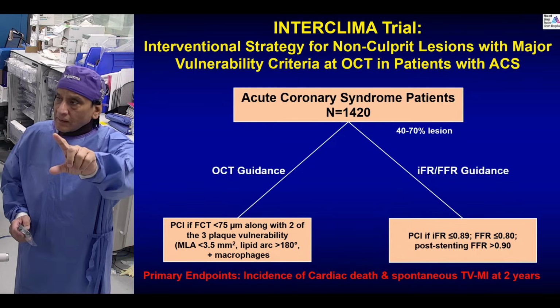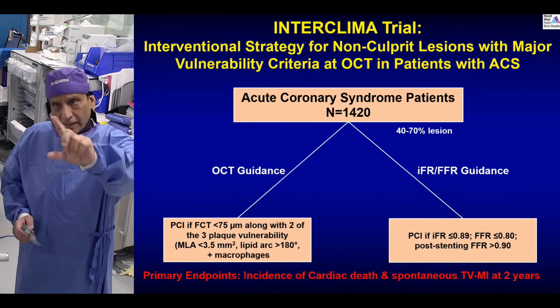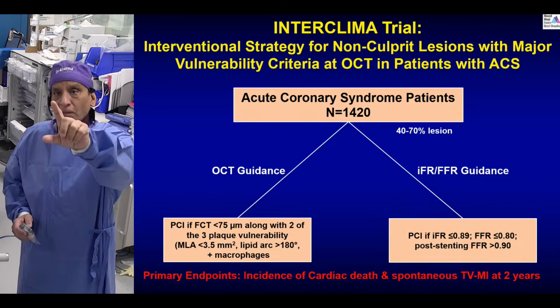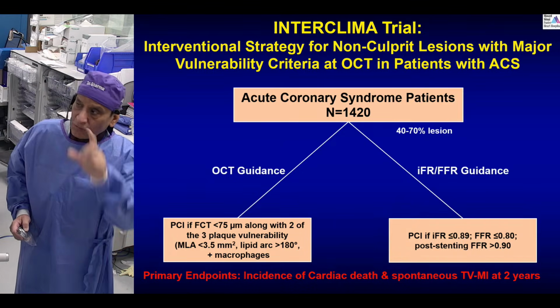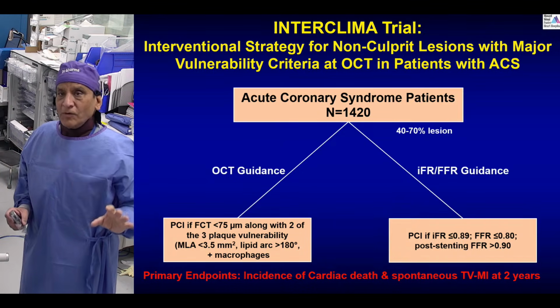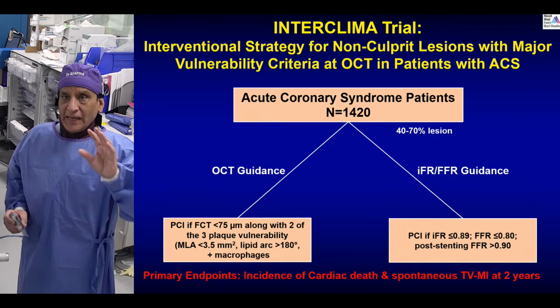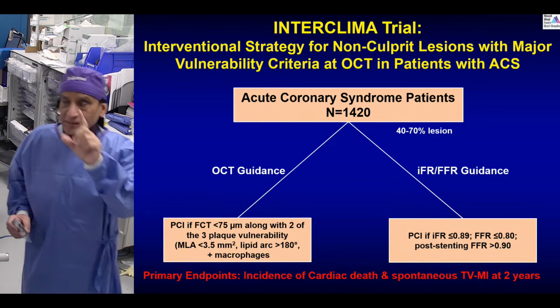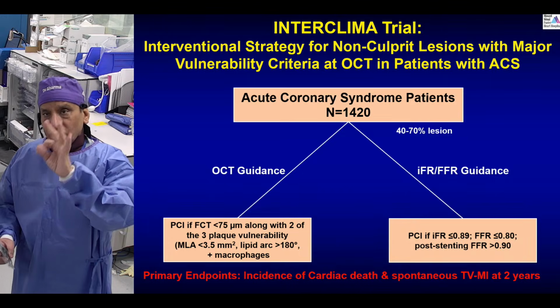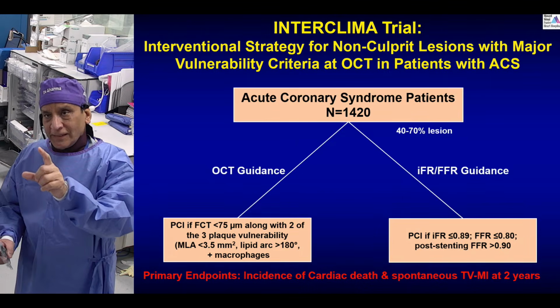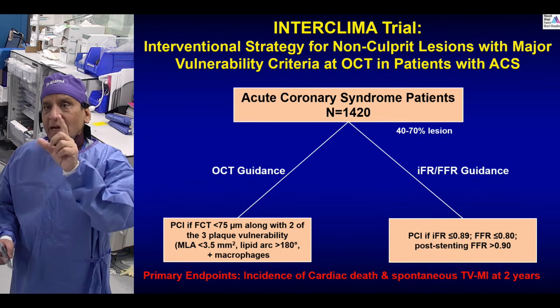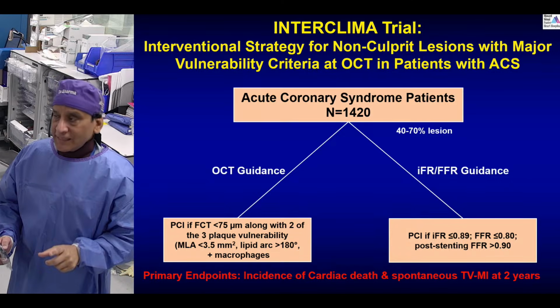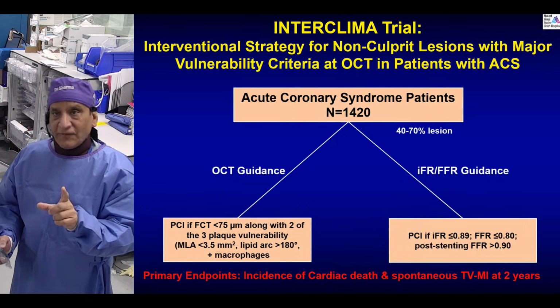I'm sorry, what? No, lipid arc is more than 180. Yeah, so your PREVENT was different, 90. Yeah, no, because look at the plaque thickness, they're calling 75. Everyone has their own criteria. We have to follow that. The MLA is no longer 4, 3.5. Lipid arc 180 and presence of macrophage. They counted that 2 of the 3 have to be present, and they call the fibrous cap thickness 75 micron, not 65 usually.